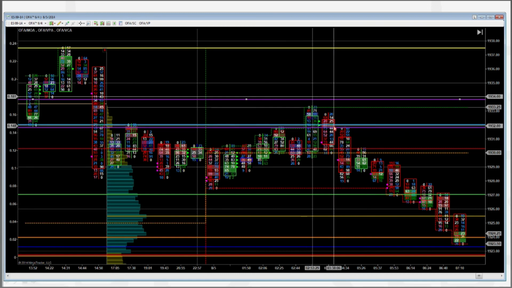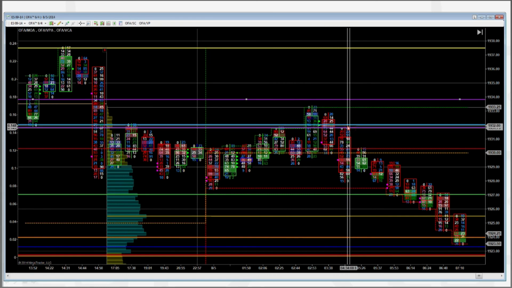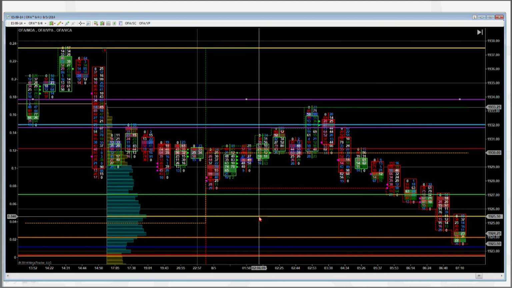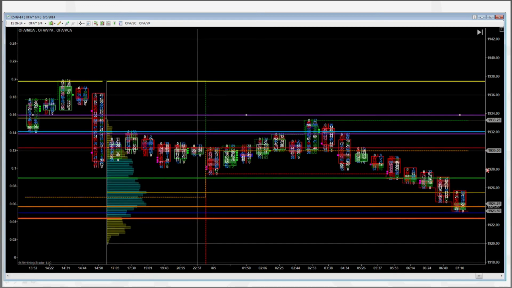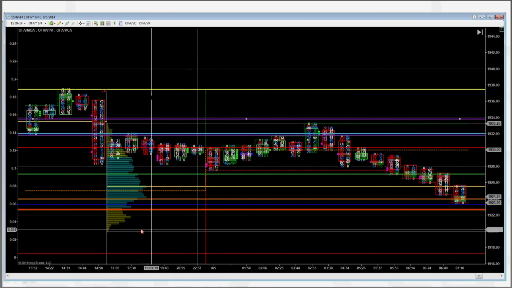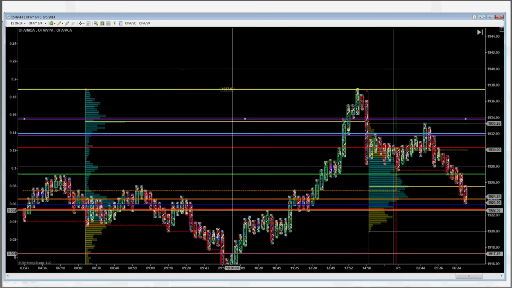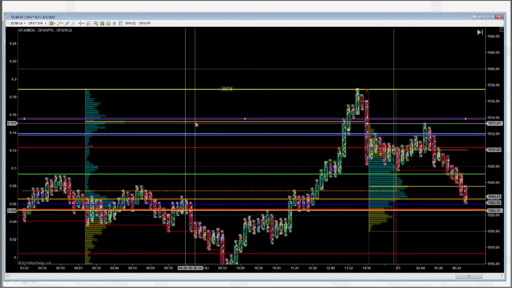Well, it didn't do that. So once it came back down through this level, if the European session shows this is a low volume area, comes back up to it, it fails, I'm short. What am I looking for? Most likely looking for VPOC. I actually think this is the session VPOC and possibly lower. Let me go back here. Yeah, looking for this level.